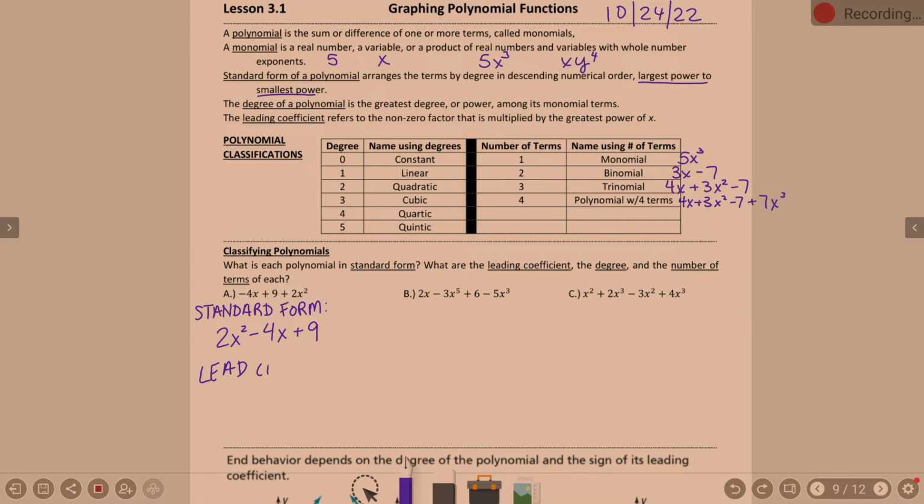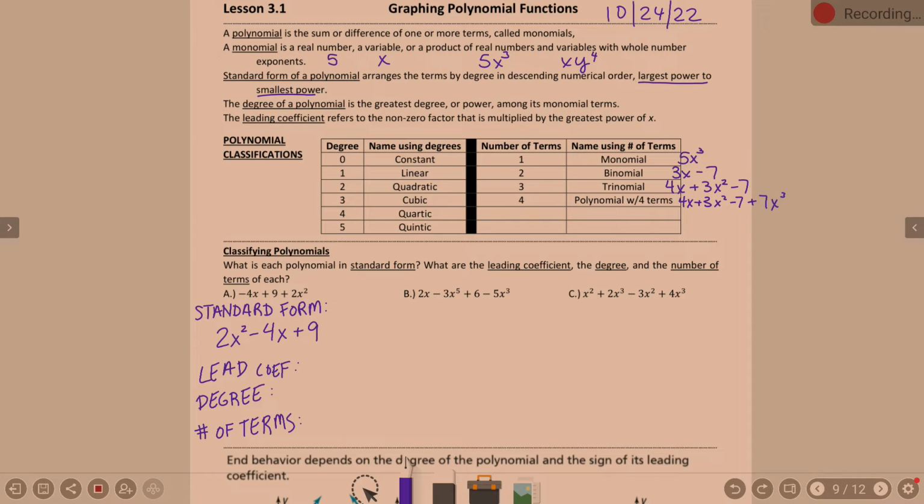Okay. Let's talk about the leading coefficient. So, actually, you know what? I think before I talk about leading coefficient, we're going to talk about degree. And I might as well just write this here while I'm here. Number of terms. Okay. So we're going to talk about leading coefficient, the degree, and the number of terms.